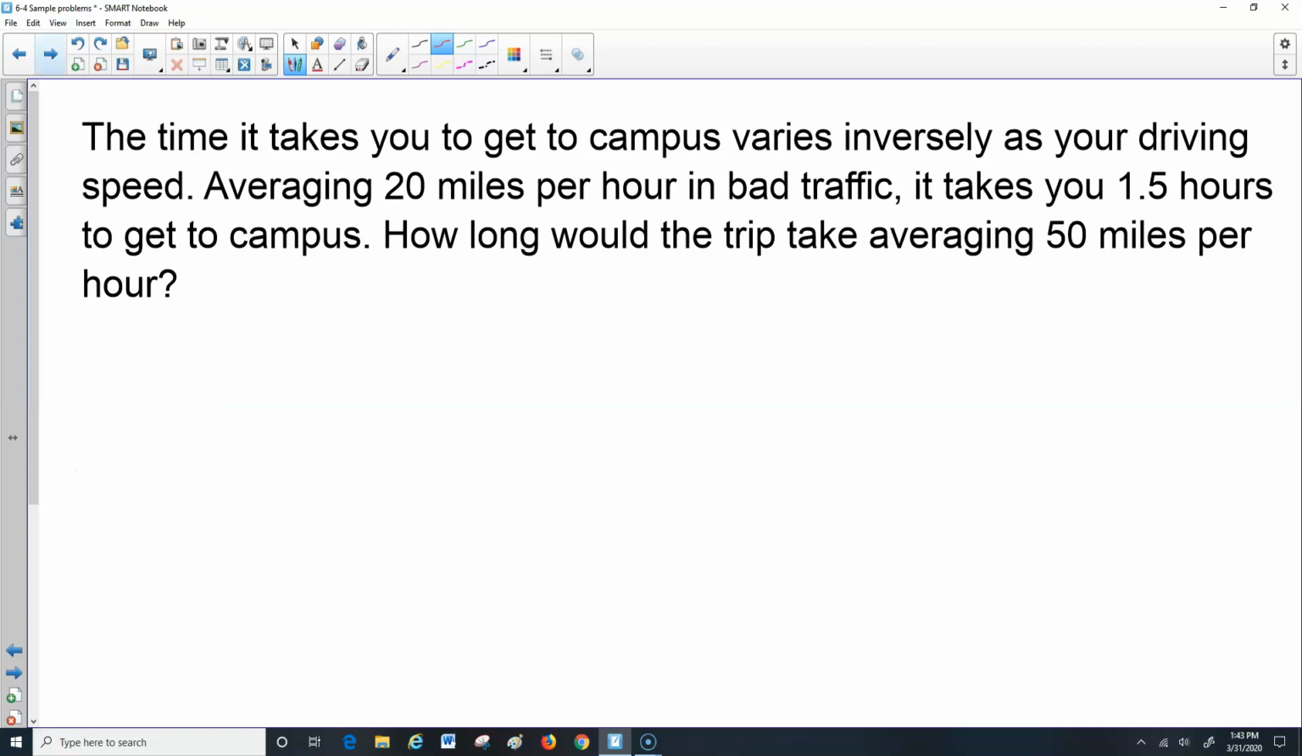Now let's do the same problem with a proportion. Because this is an inverse relationship, we're going to have to set it up slightly differently than the direct variation. We're still deciding what we're comparing. In this case, it's time and speed. So we're going to pick an order here for our ratios. So let's compare time and speed. We'll compare in that same order in both ratios.